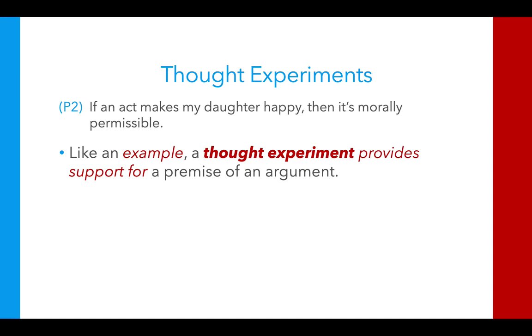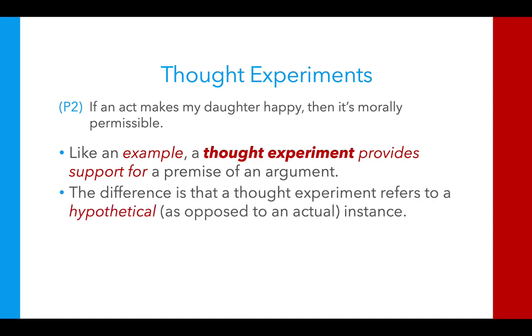All right, so say we don't want to give an example, we want to give a thought experiment. Maybe we can't think of any actual instance of a thing that made our daughter happy that was also permissible. We can just come up with some sort of hypothetical case that provides support for a premise of an argument. So as I say here, the difference between an example and a thought experiment is that thought experiments refer to hypothetical instances as opposed to actual ones.